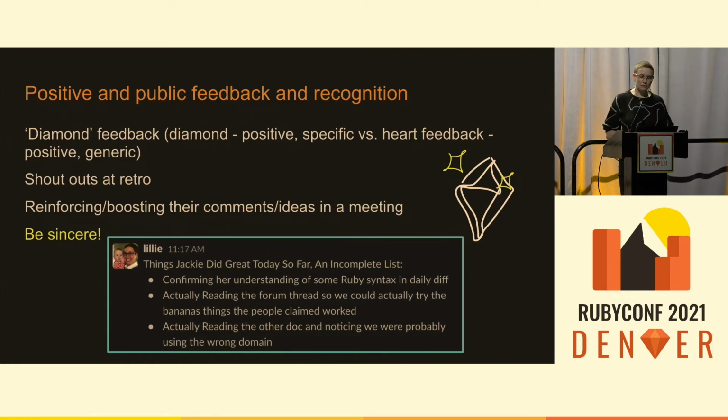Diamond feedback is positive and specific. Heart feedback is more generic. So heart feedback is like, hey, great job today. Cool. They have no idea what they did great, just that today they did great. Not as helpful as knowing what they're doing well.